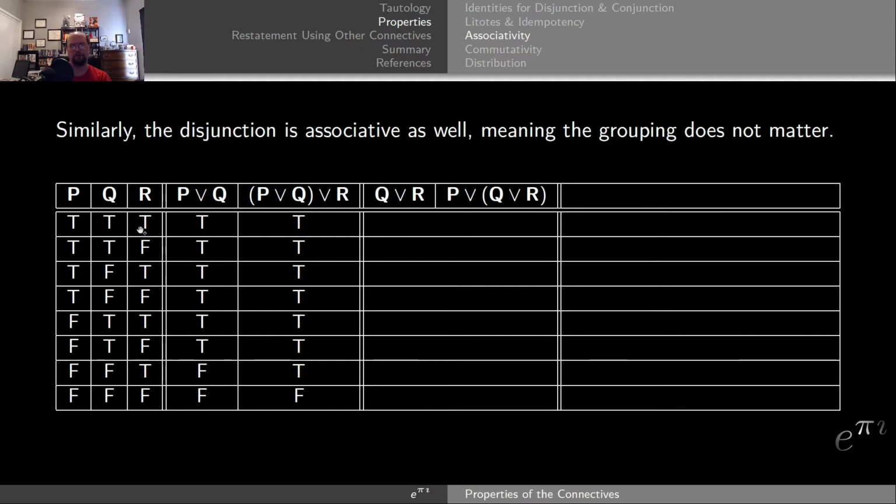So I have true disjunction with true, which gives me true, which will yield a true. True false gives me true, which gives another true. False true gives me a true, which gives me another true. Double false will give me false, but P is true, which triggers this to be true.